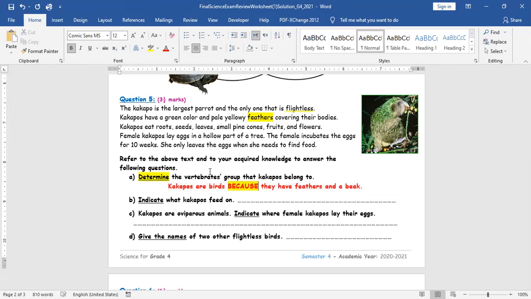Don't forget to tell why. Determine means that we have to tell the cause. Why did we choose our answer? What do kakapoos feed on? You can find the answer for this question in the text. Kakapoos feed on roots, seeds, leaves, small pine cones, fruits, and flowers.